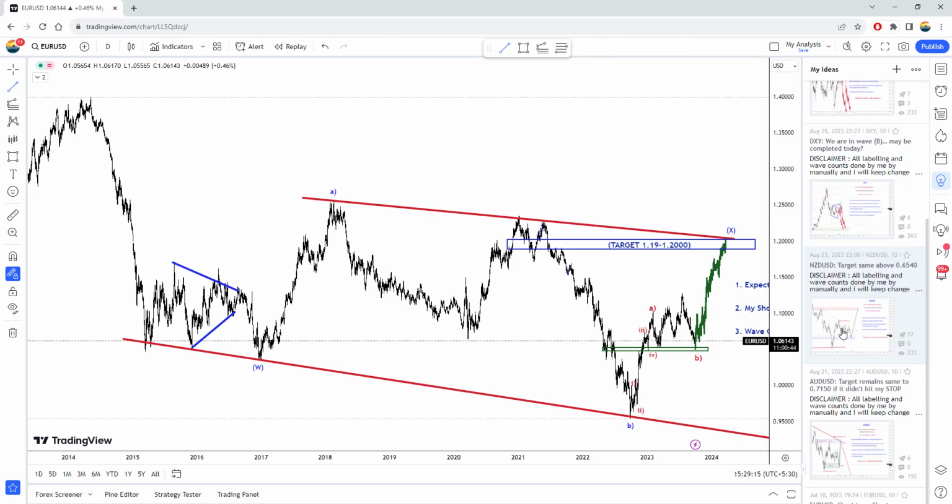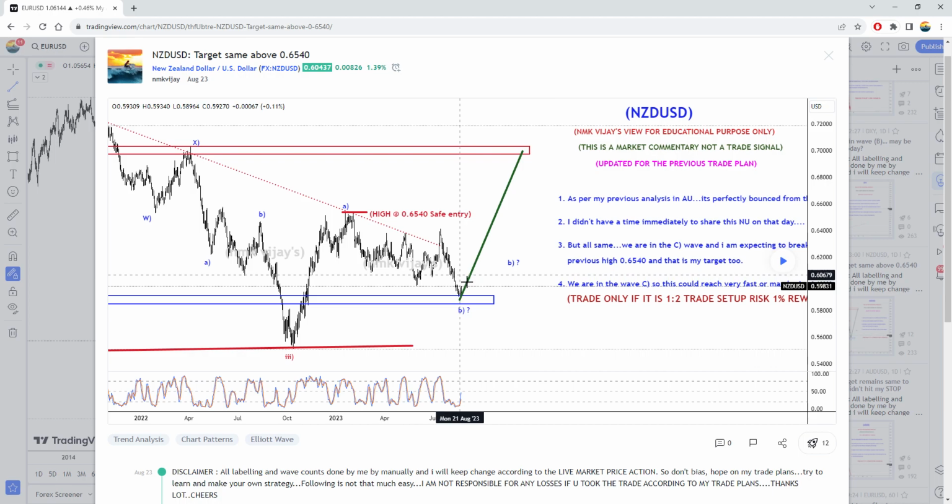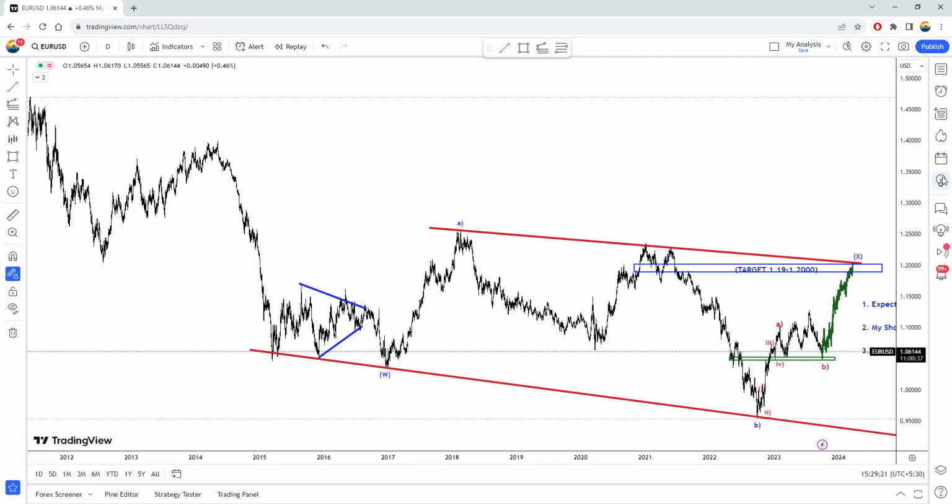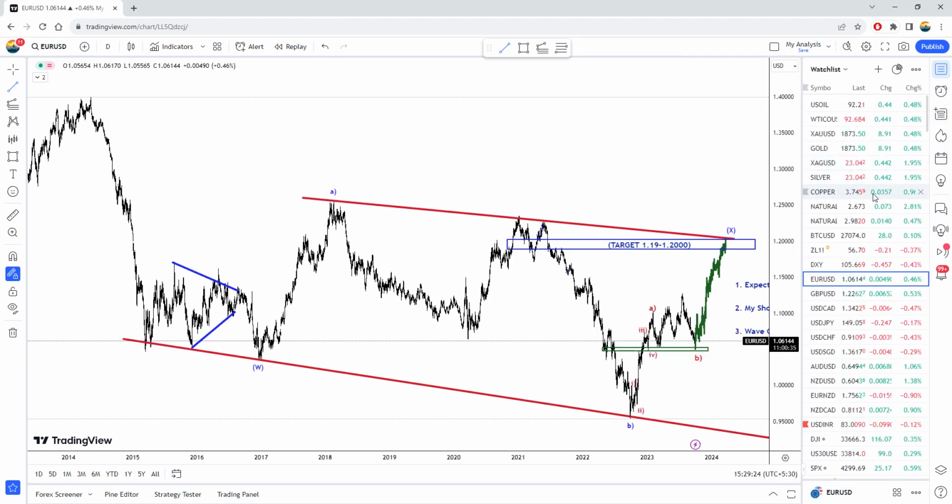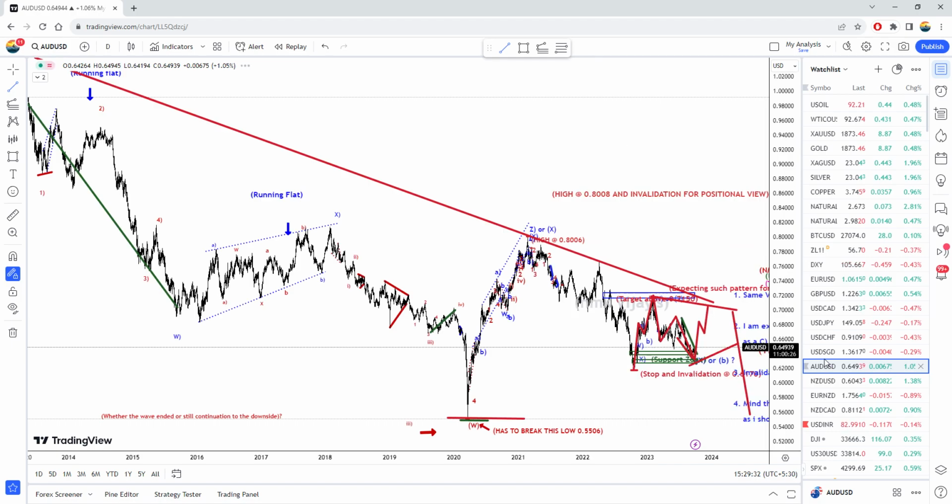See, New Zealand dollar, I also expected from here. Exactly, it is doing everything we expected, and I keep updating in my Telegram channel as well as on Facebook, but I didn't share Euro USD on Facebook. So now we can go for the Australian dollar as well.